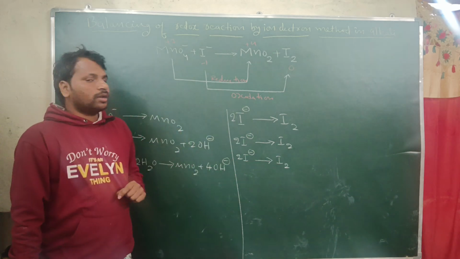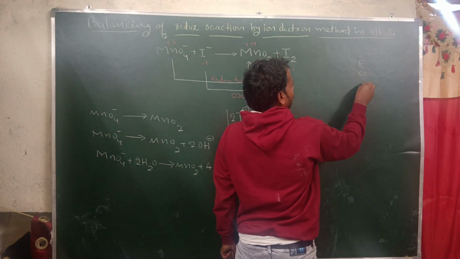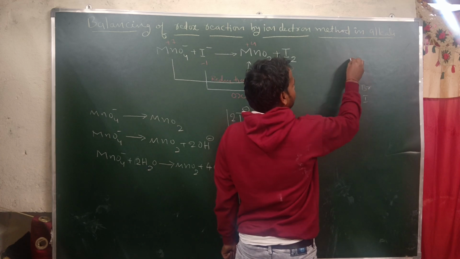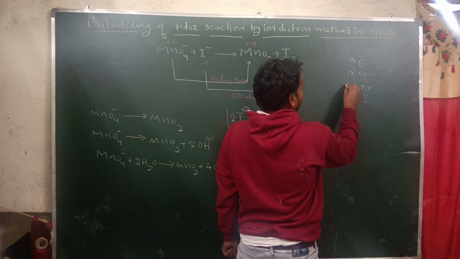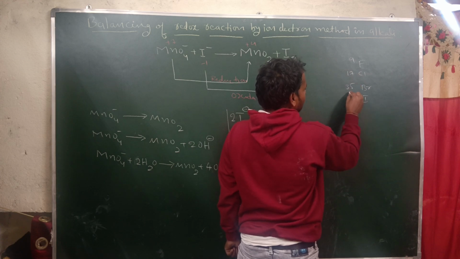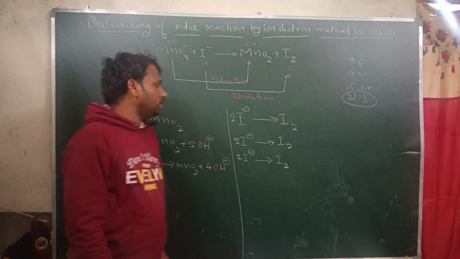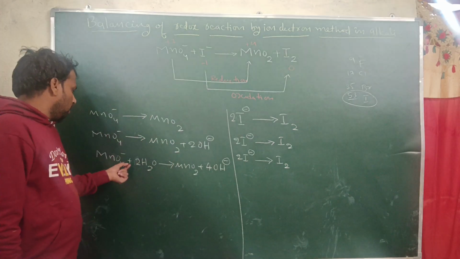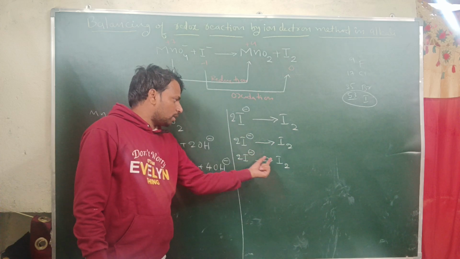So what is the atomic number of I minus? Suppose it's the fluorine family: fluorine, chlorine, bromine, iodine. So fluorine is 9. 9 plus 8, 17, 17 plus 18, 35, 35 plus 18, 53. So 53 is the atomic number of iodine, which means 53 electrons are present in iodine.